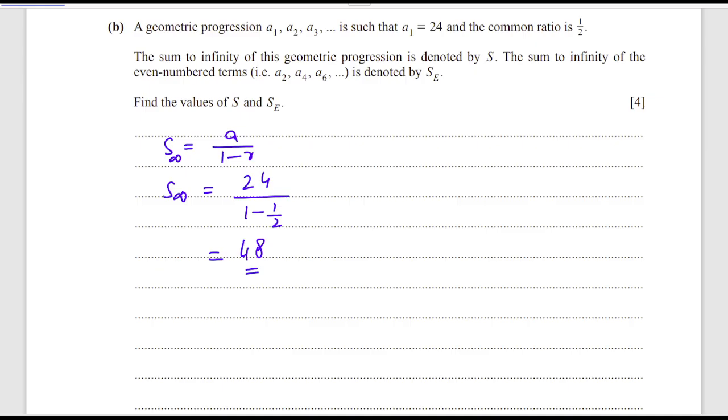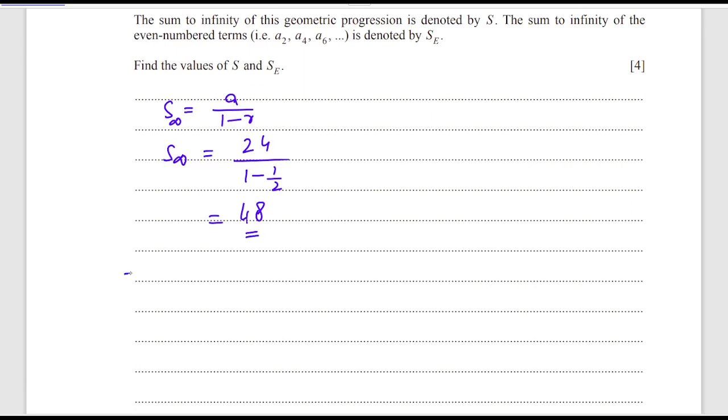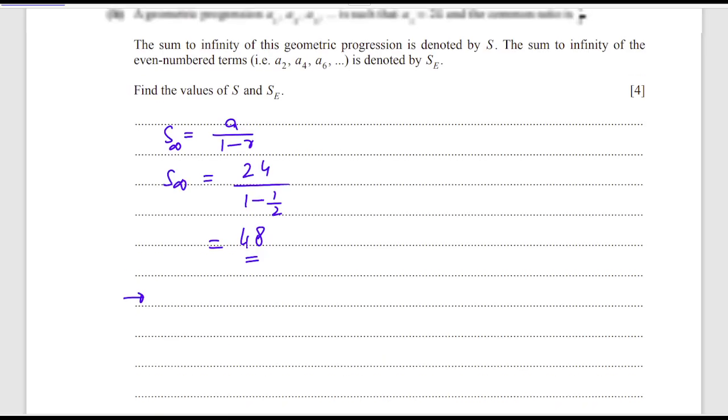Now the second part of the question is, we are given even numbered terms of the progression. First write the whole sequence. The first term is 24, common ratio is 1 by 2, so the second term will be 12. Multiply 12 by 1 over 2, the third term is 6, next term will be 3, next term will be 1.5, next term will be 0.75, and so on.